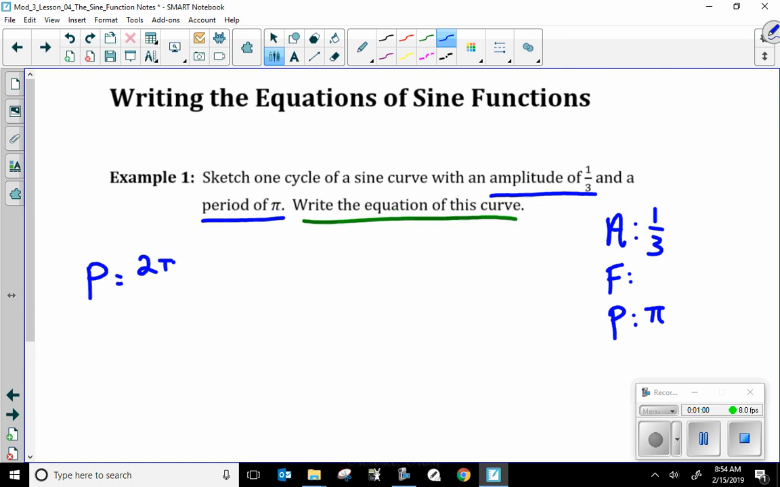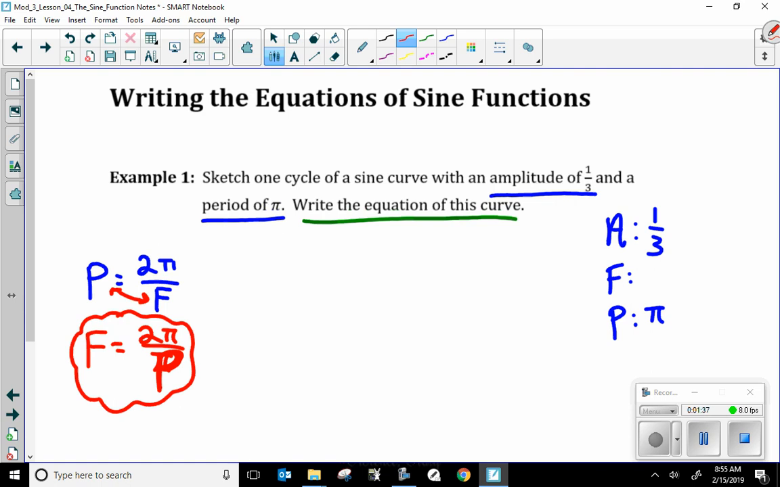Period equals 2 pi over frequency. Period and frequency are kind of like the same. I don't want to say synonymous, but in terms of the equation here, I can also switch these two and say frequency is 2 pi over period, and my period is pi. It's a lot of P words right there, children. So we can switch our P and our F.